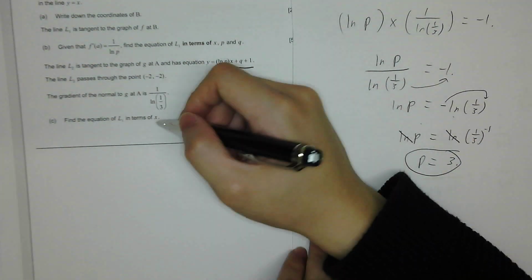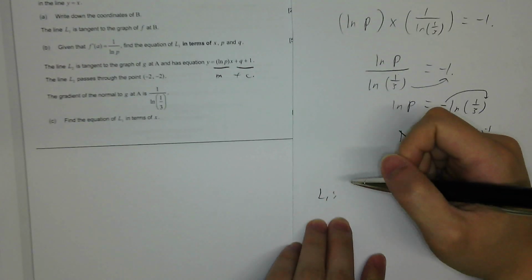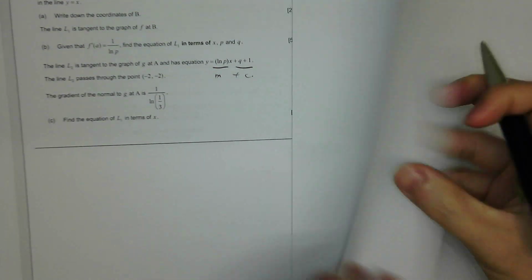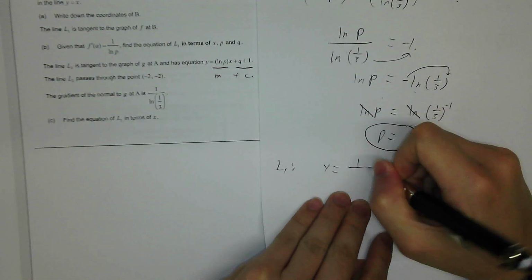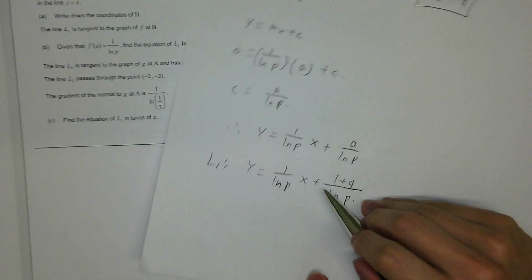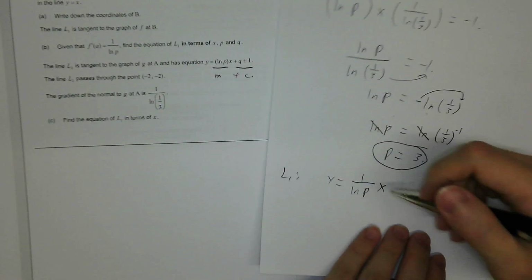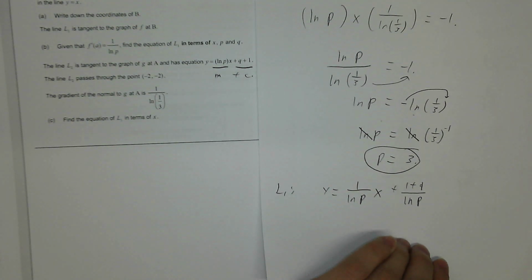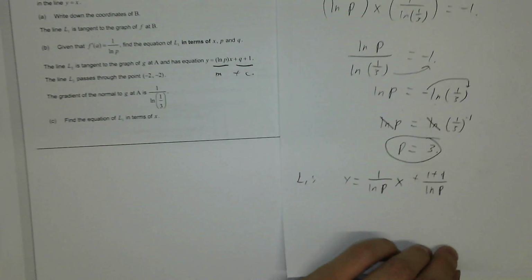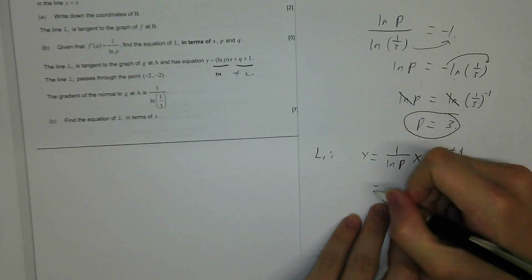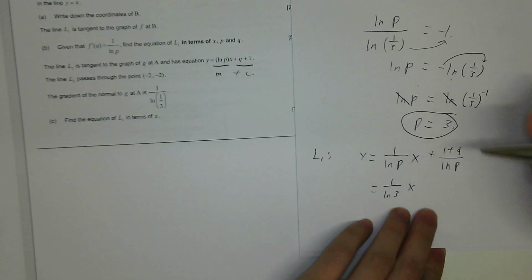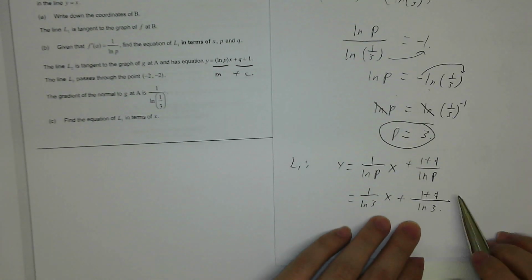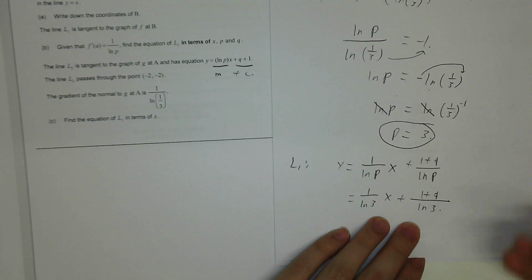Then find the equation in terms of x. We know the L1 equation, we found it in part B, right here. So we just copy: y equals 1 over ln p times x plus 1 plus q divided by ln p. And we know p equals 3, so L1 is y equals 1 over ln 3 times x plus 1 plus q divided by ln 3. But we don't know the q value, so we have to find it.